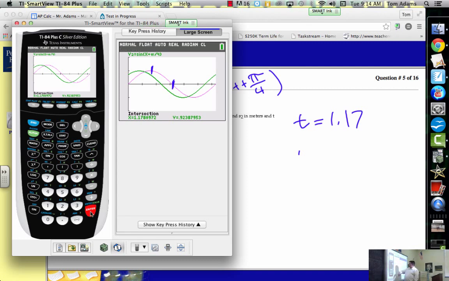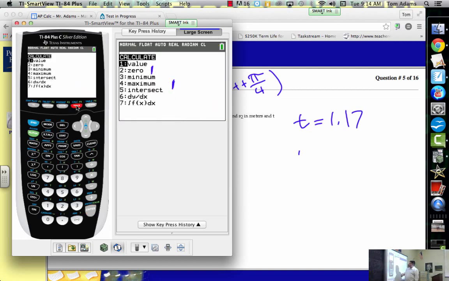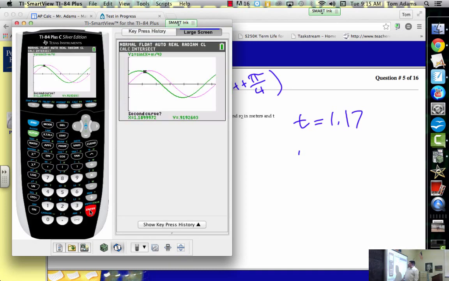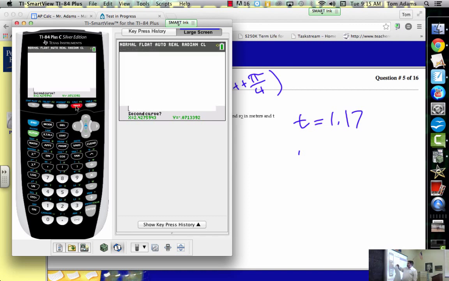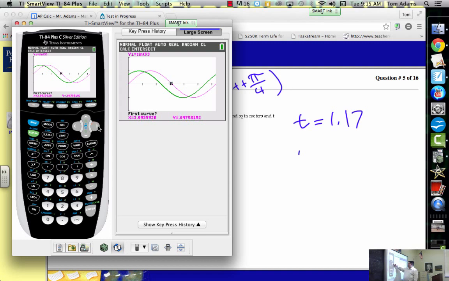To find the second intersection, I do the same thing. I hit second trace and choose intersection, 5, and then I move my cursor over. Oh, I kind of screwed that up. Let's start over. Second trace, hit 5, and I just need to move the cursor over to the second intersection. And I got 4.31.